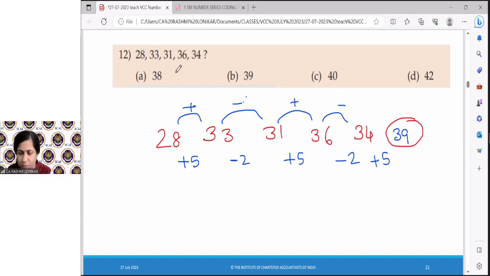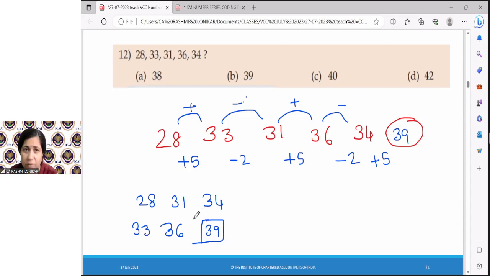Actually, this is a combination of two series, two APs: 28, 31, 34, and 33, 36. So what will come over here? Here also the difference is 3, here also the difference is 3, here also the difference is 3, so 39. So it's up to you, you could do it this way or this way. There are n number of methods, and some of you may have developed some other method also to solve this sum.